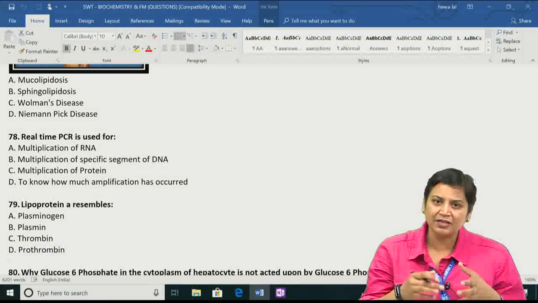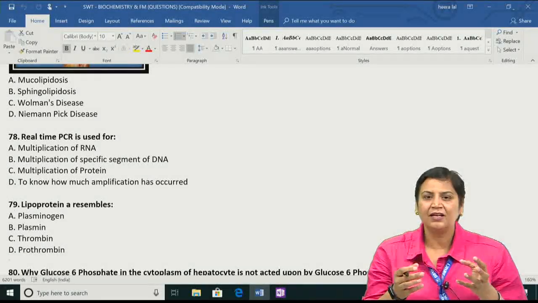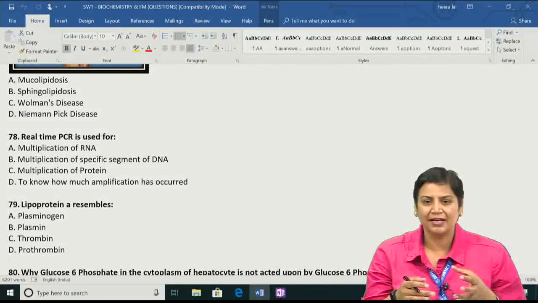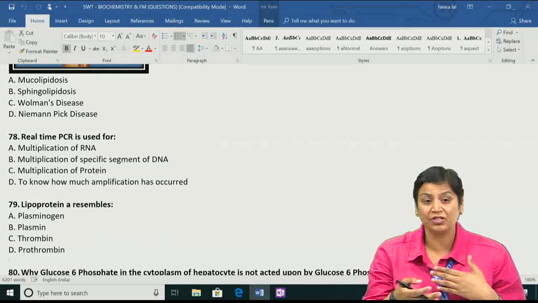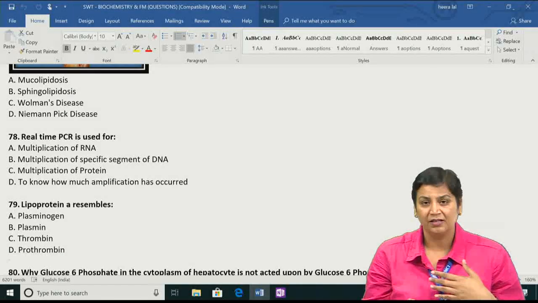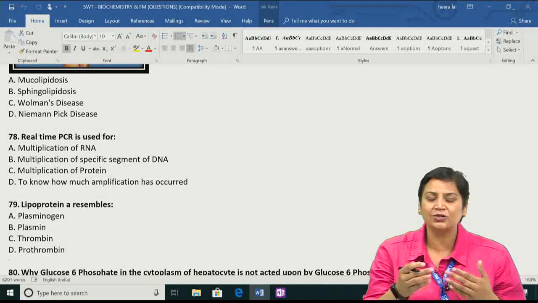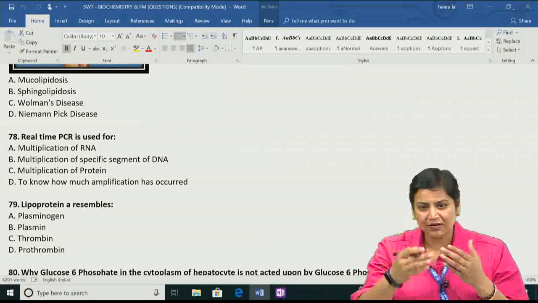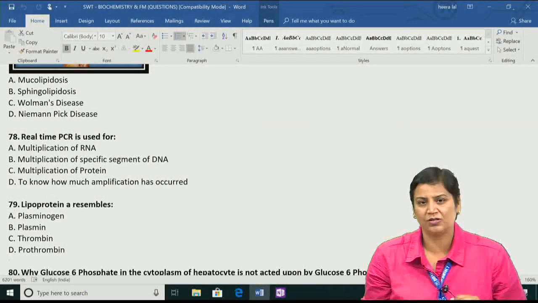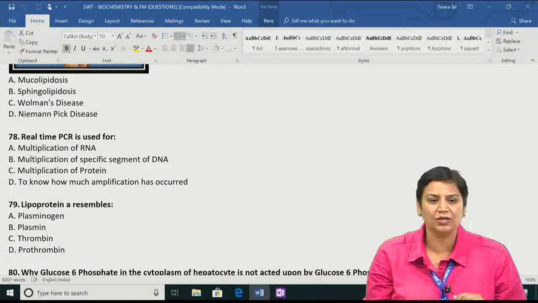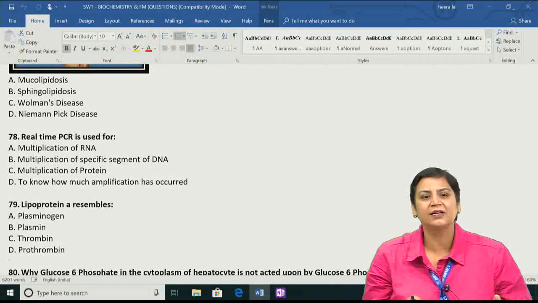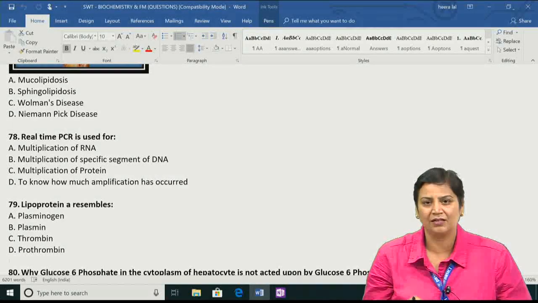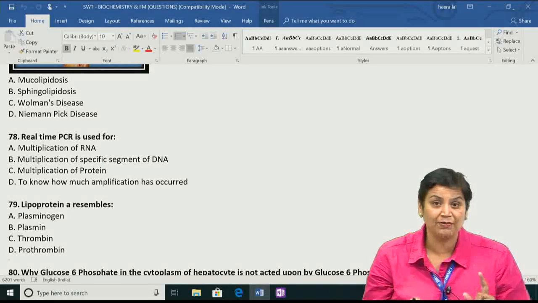For them the primers are designed, and then Taq DNA polymerase is added and the PCR cycle is allowed to run. This is exponential amplification, meaning 2 raised to power n. If PCR runs for 2 cycles, obviously 2 raised to power 2 amplicons will be produced. So the answer to this is how much amplification has occurred. This is the basic principle of real-time PCR, by exponential amplification.